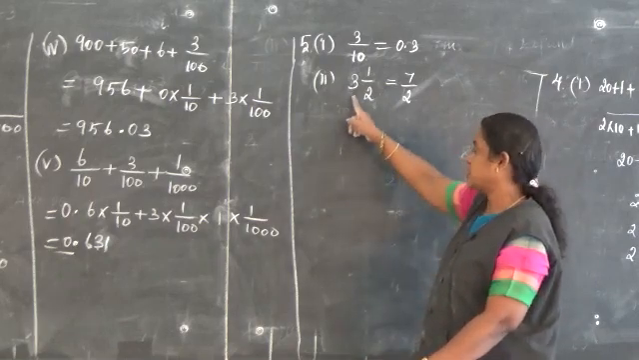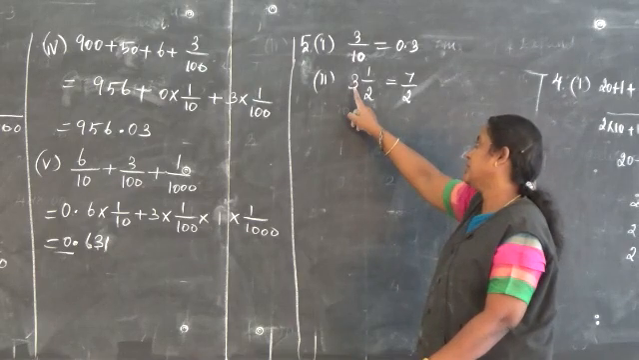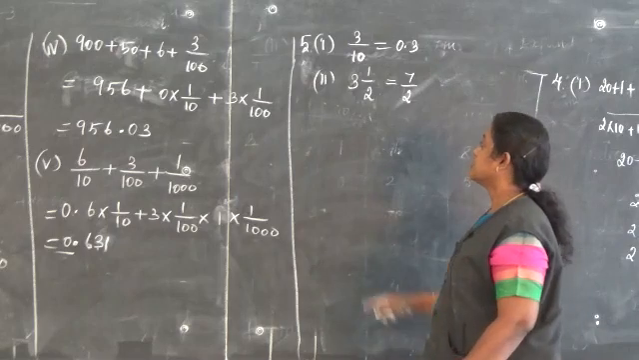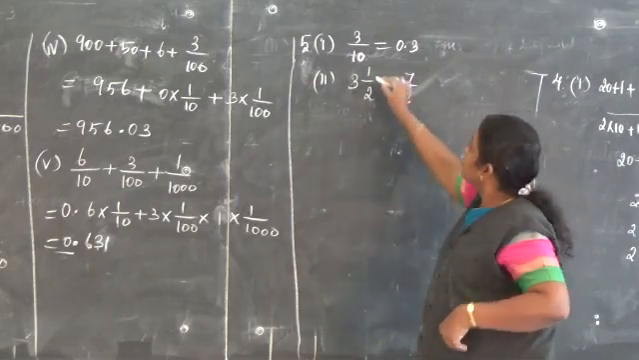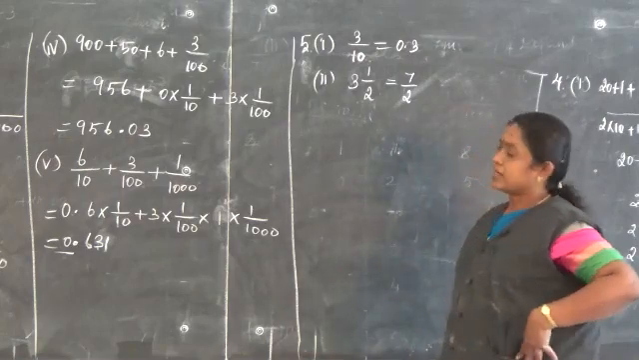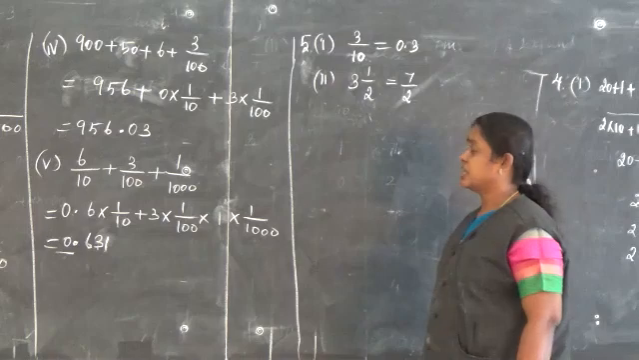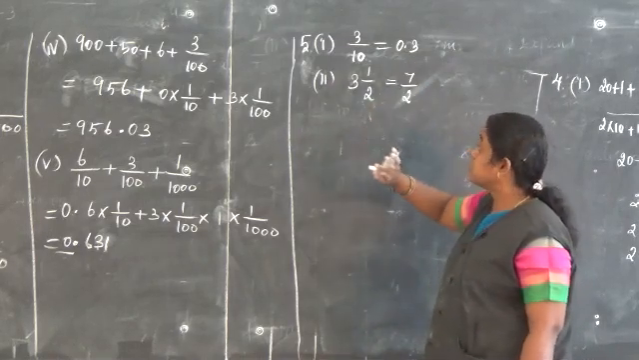Whenever you convert a mixed fraction to an improper fraction, you should multiply the whole number with the denominator, then add to the numerator. 3 into 2, 6, 6 plus 1, 7, 7 by 2. In the first subdivision, 3 by 10 was there. You can look at the denominator in the first subdivision, that is 10. So easily you can write the decimal number.